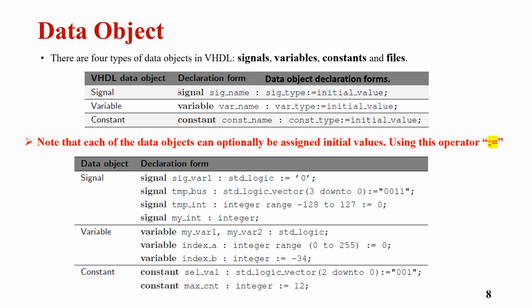Then by using this symbol as I highlighted, you can determine the initial value. The initial value is 1 bit, because you declare these variables as STD logic, because they are logic, so you have to write the initial value between single quotes.